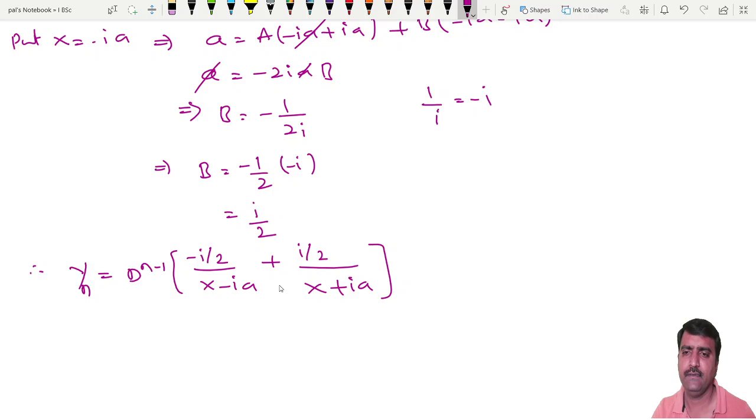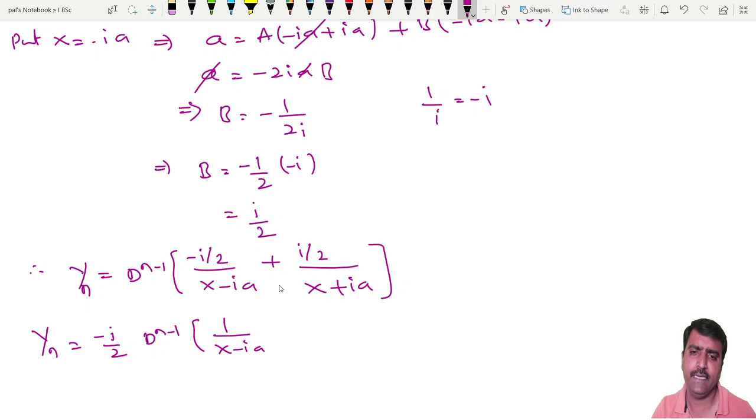This is yn. So yn is equal to, in both the terms you can take i by 2 as a common factor. So here you take minus i by 2 into n minus 1th differentiation of 1 by x minus ia, plus i by 2 into n minus 1th differentiation of 1 by x plus ia.